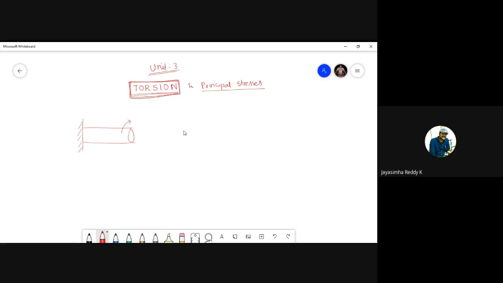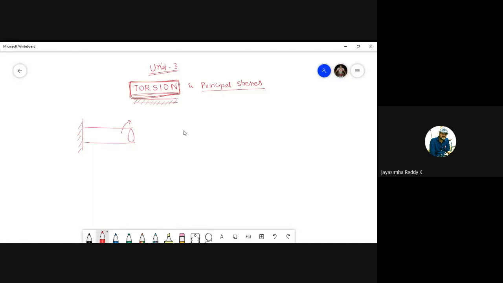So in this kind of situation, if we apply a twisting force at one end of the bar, then we say that the bar is undergoing torsion. Is it clear? So what is the application of studying this torsion? Why is it necessary to study torsion for beams, elements, bars, circular bars, shafts, whatever it is? Why do we go for torsion?